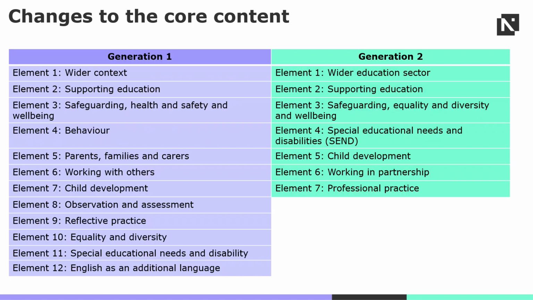One of the key updates in Generation 2 is to the core content itself. Some areas have been revised or reorganised to ensure alignment with current sector needs and clarity in delivery. The 12 elements from Generation 1 are now condensed into 7 elements for Generation 2. It's important to review the updated specification in detail to familiarise yourself with any new inclusions or removed elements. The core exam will examine elements 2 to 6, with elements 1 and 7 being examined in the ESP.